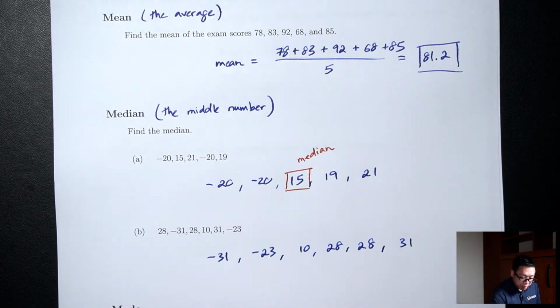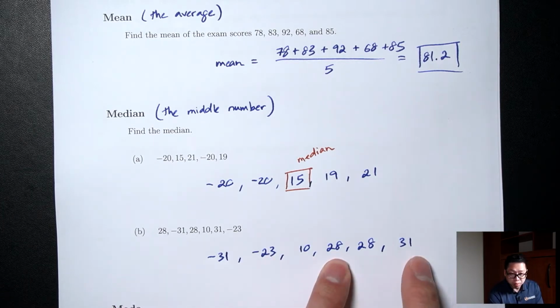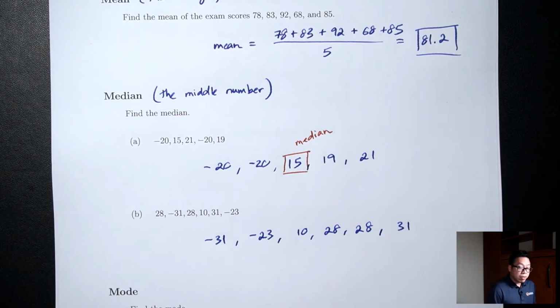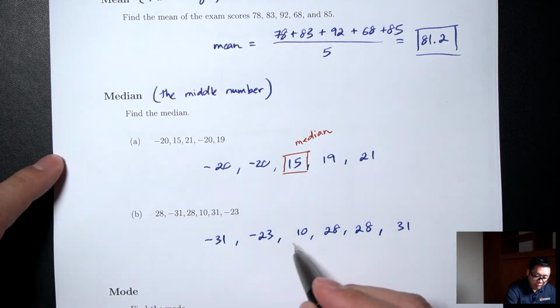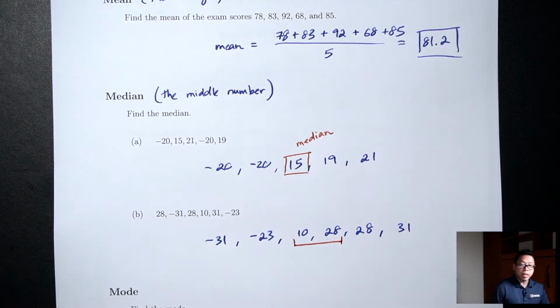Okay, notice that it's not going to be 10, right? Because there's 2 numbers below and 3 above. It's not going to be 28 because we have 3 numbers below and 2 above. So there's not a number right smack in the middle. When you have an even number of data values, you take the 2 in the middle. So the 2 in the middle here are the 10 and 28. And then you're just going to take the average of those 2 in the middle.